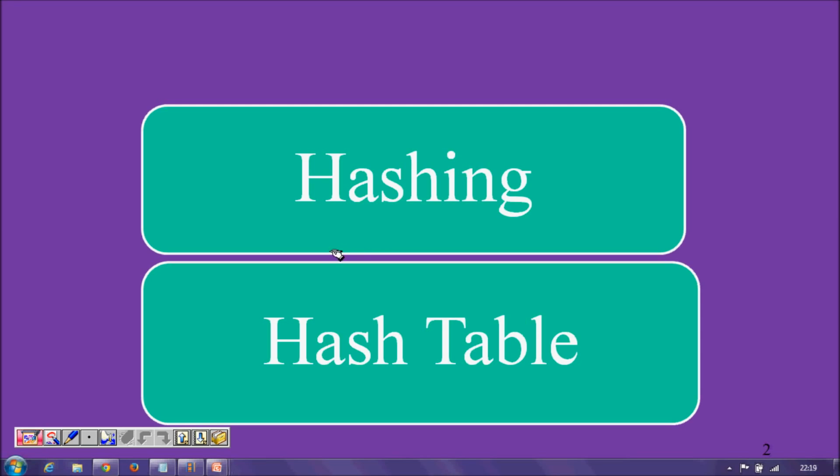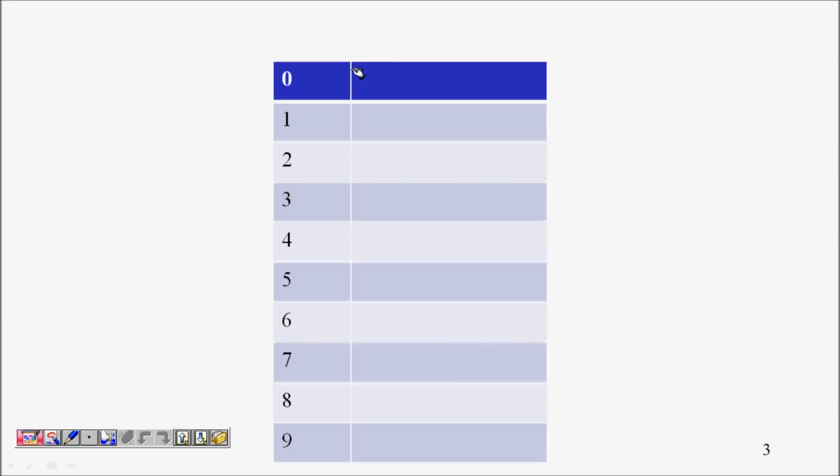In this lecture we are now going to learn about collisions. We have learned about hashing and hash tables. Now, how do we remove or handle collisions? So this is your hash table. Let's say I take the hash of x as x squared mod 10.